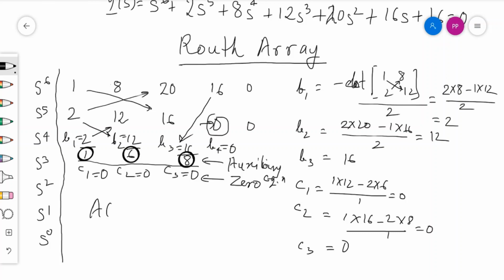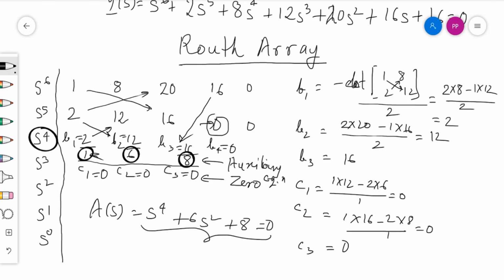We have to write the auxiliary equation as a function of s using the coefficients. Here the auxiliary equation is for s power 4, so we write the coefficients 1, 6 and 8: s power 4 plus 6s square plus 8 equal to 0. This auxiliary equation will give us the pure imaginary roots of the characteristic equation of the system. We'll find it out later.